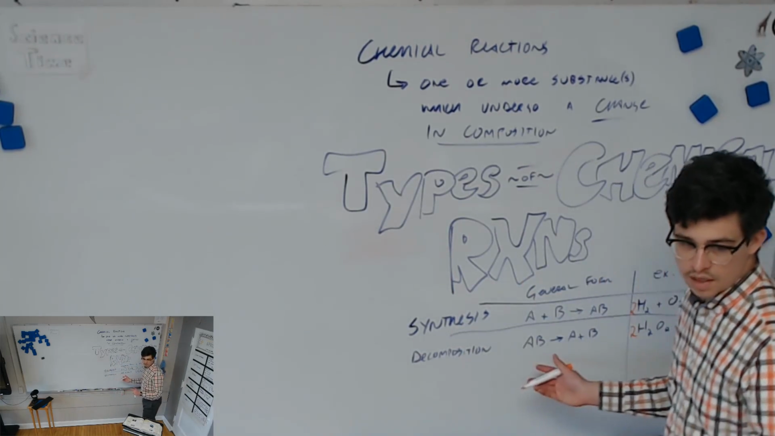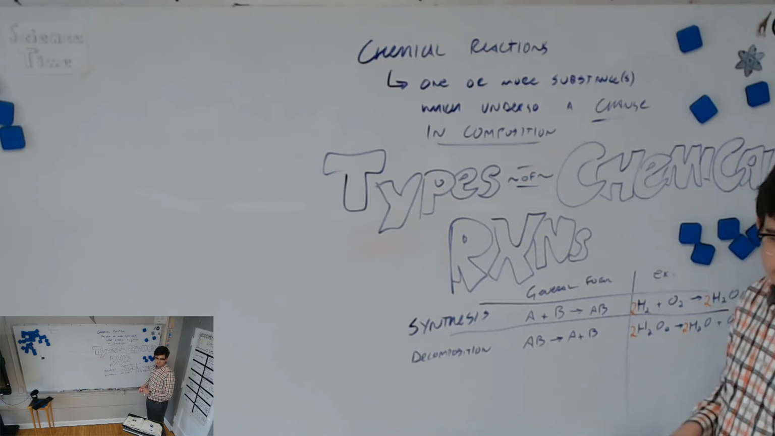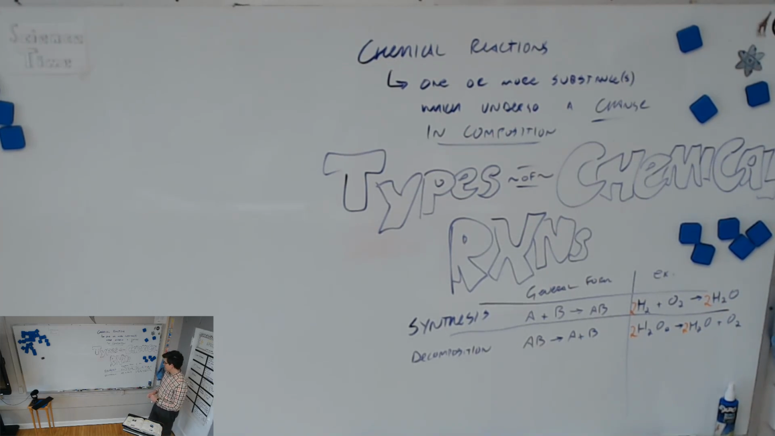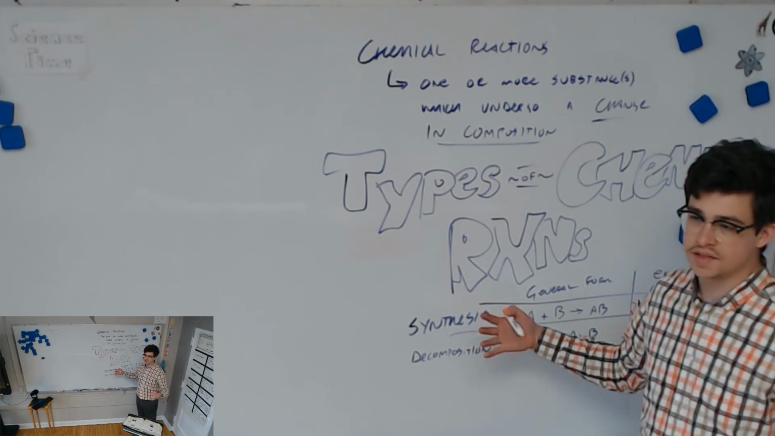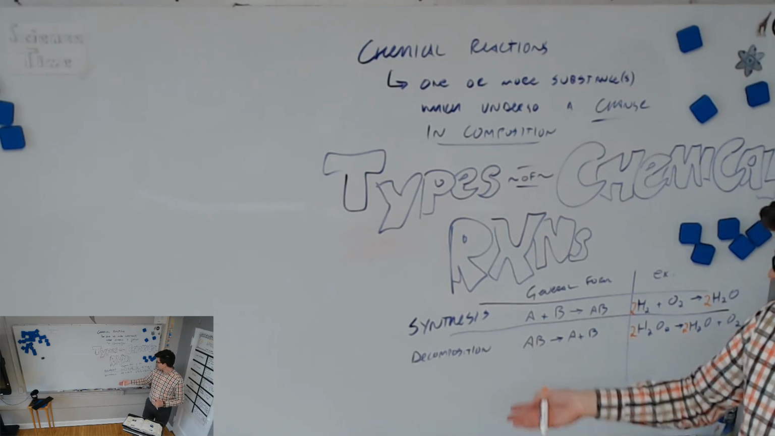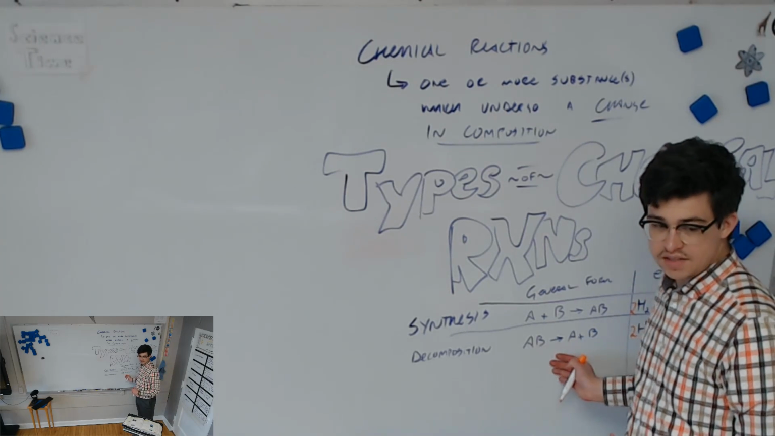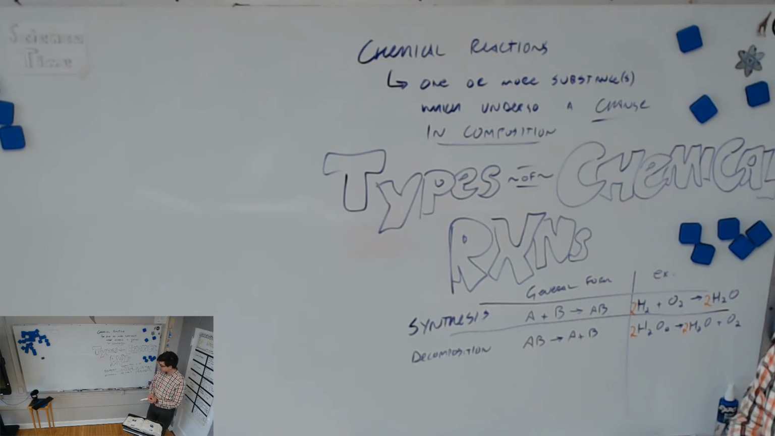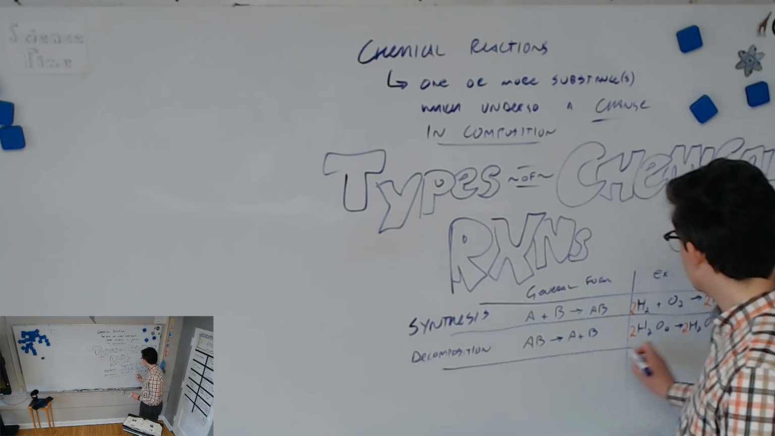What decomposition did you say the definition was? The general form, Tyler? The general form was AB yields... I got it. What's the definition of decomposition? Well, synthesis was where two things come together to make a third different thing. This is where one thing breaks down into two different things.